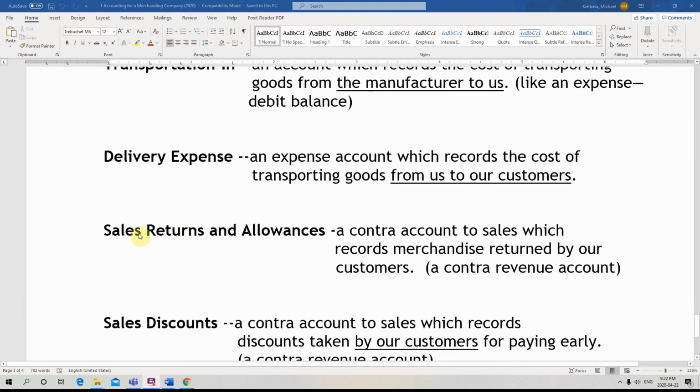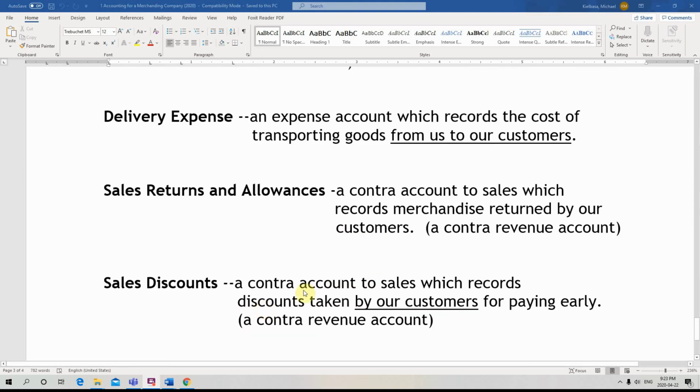Now, again, we also have sales returns and allowances. This is a contra revenue. So it has a debit balance, and it's an account we use when customers return stuff to us. Okay? And sales discounts are discounts we offer our customers for paying quickly. Not early, but quickly. Okay? So again, that's a contra revenue, and it's going to have a debit balance.